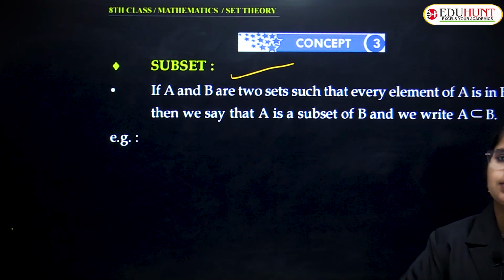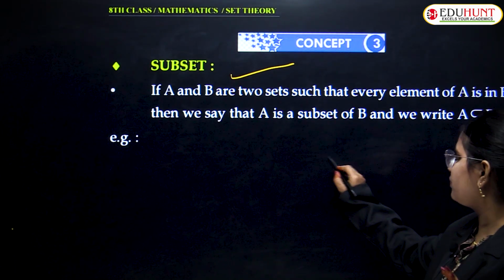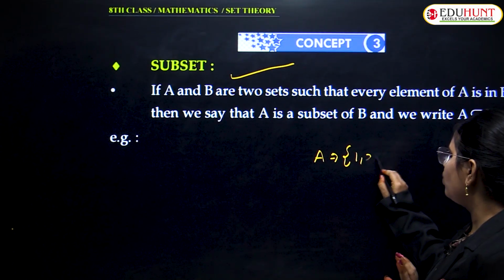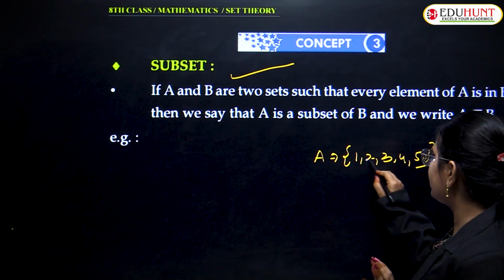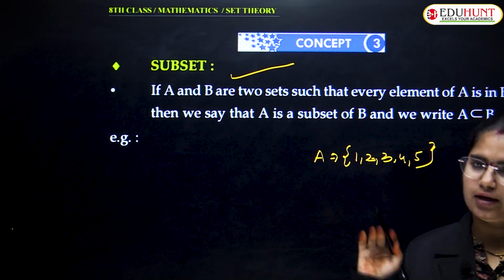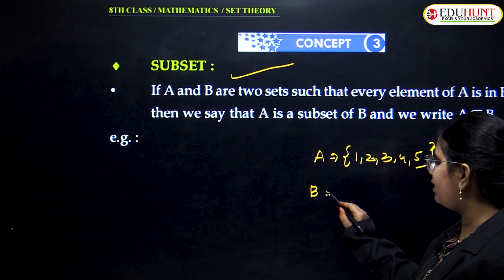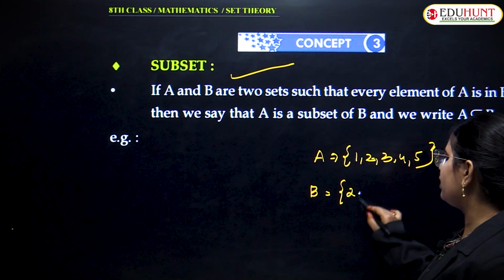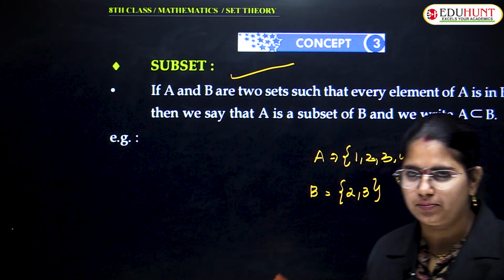A subset is nothing but, let me consider any two sets first of all. A is equal to {1, 2, 3, 4, 5}. I have taken some elements in set A. And I am also considering a second set, which I have named B. I have taken two elements, 2 and 3, in set B.